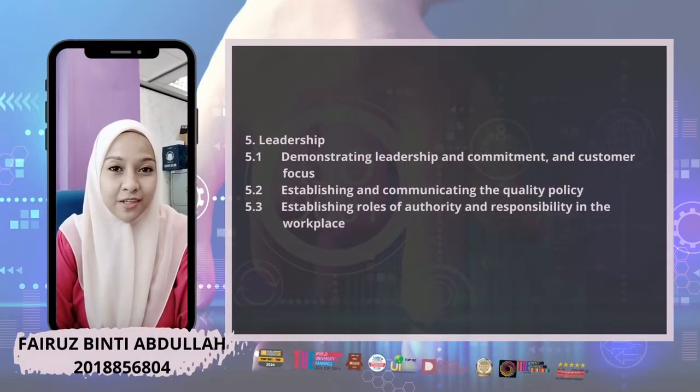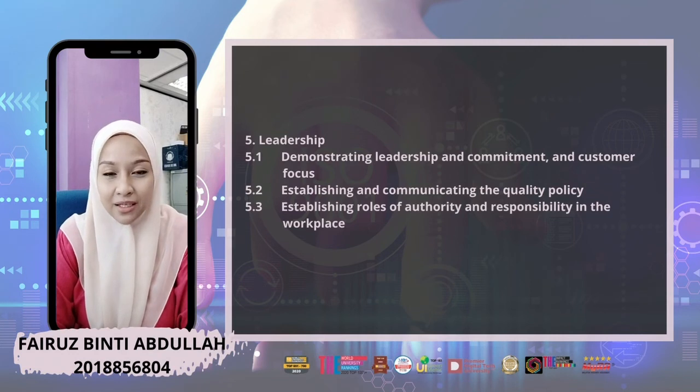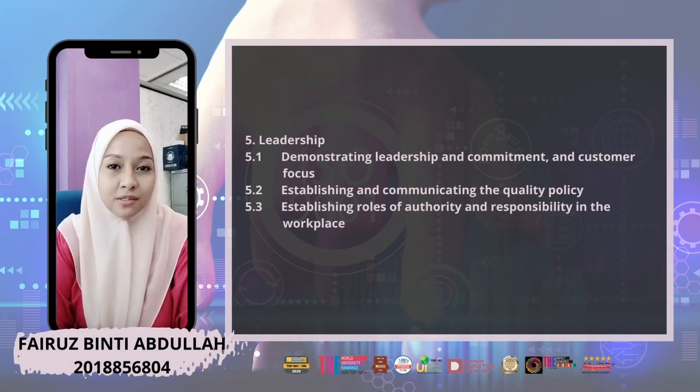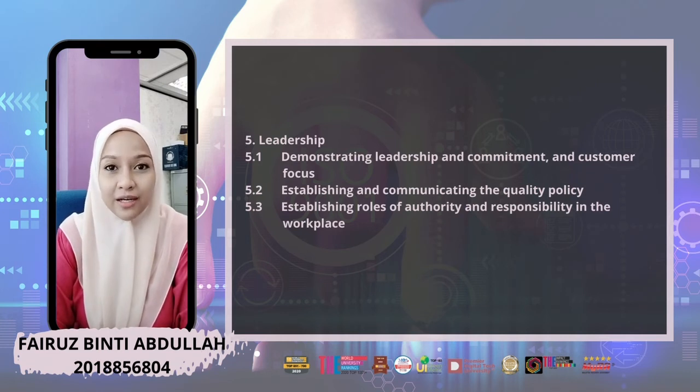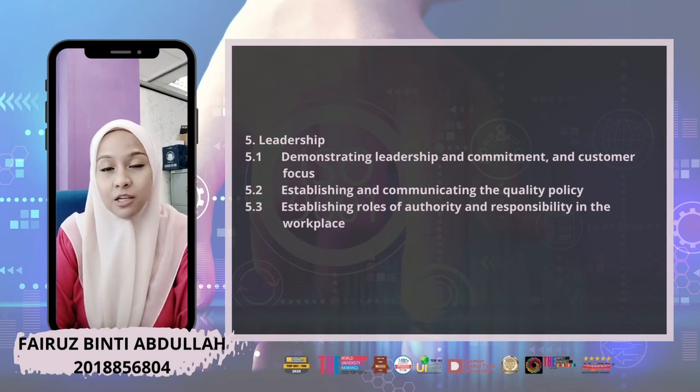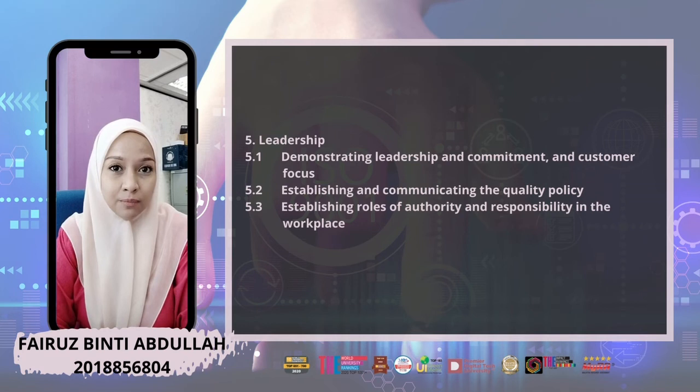Clause number 5 is leadership and commitment. Top management is expected to promote customer focus across all areas of the organization, develop and adhere to a quality policy outlining goals, assign responsibilities and define authority across the QMS in order to make it clear who has decision-making authority and what is expected of each function working within the system.